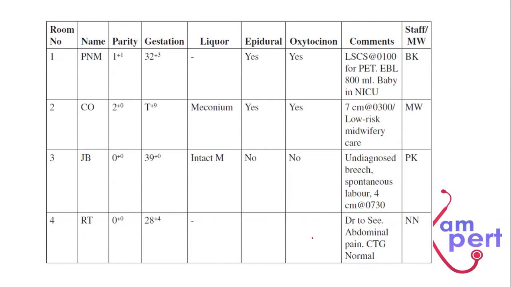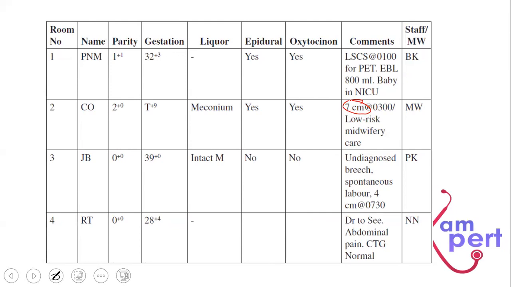This is the second case, where the patient is gravida 2. She is 7 cm dilated at 3 a.m. and has meconium. So I want to know about her history and how long she has been in labor. What are the abdominal findings about the uterine contractions and the CTG findings of this patient? And per vaginal, I will ask my midwife to assess this patient and do the per vaginal examination. How is the labor progressing?